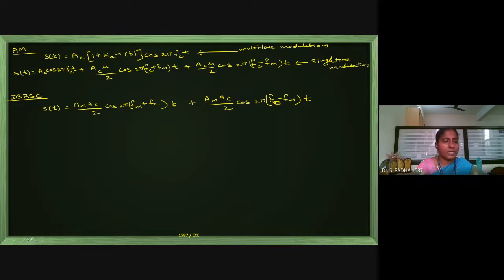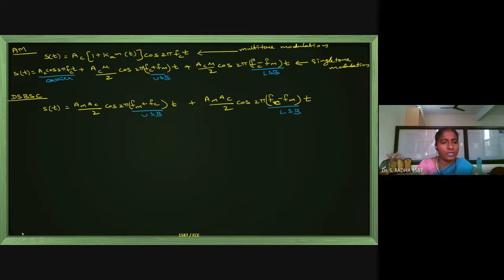And if we see in AM, this is the carrier component. The plus term is the upper sideband component, Fc + Fm. Fc − Fm is the lower sideband component. In DSBSC, we don't have any carrier component. This is the upper sideband component and this is the lower sideband component.